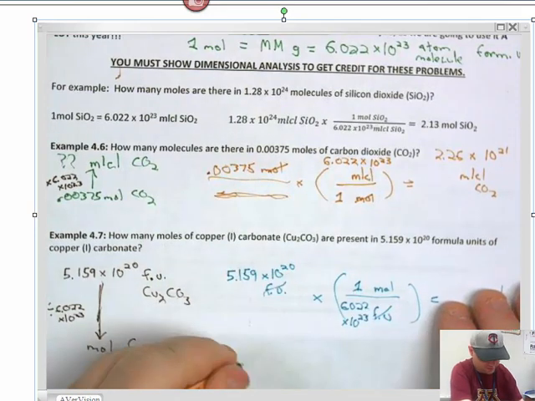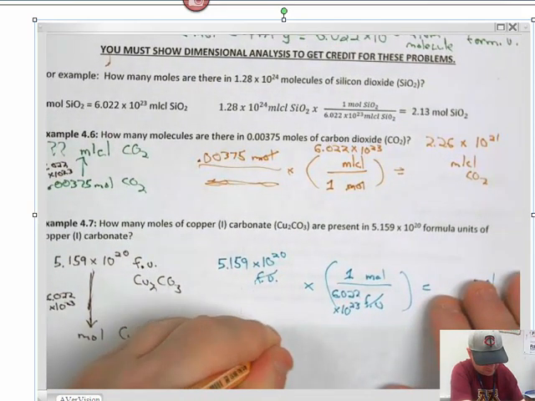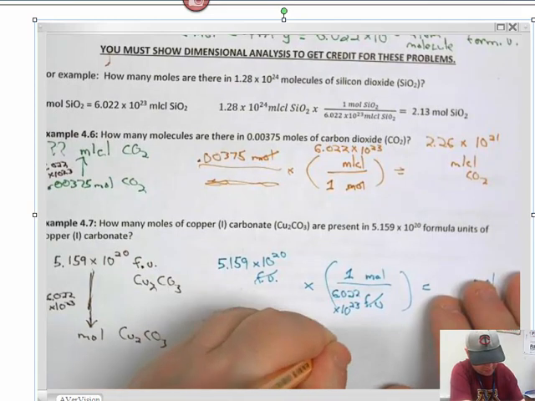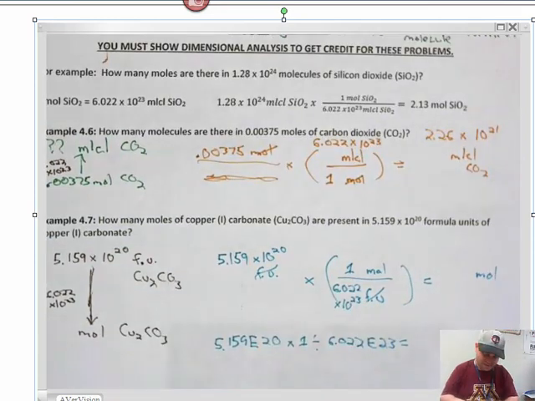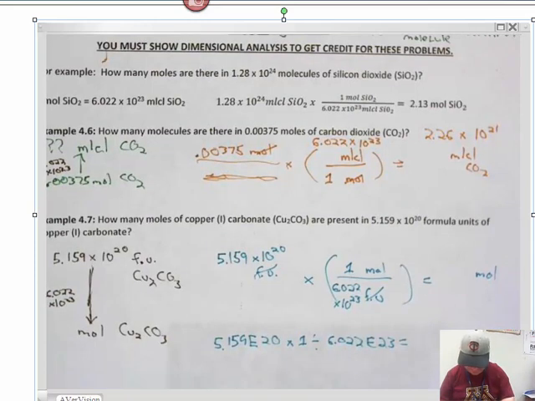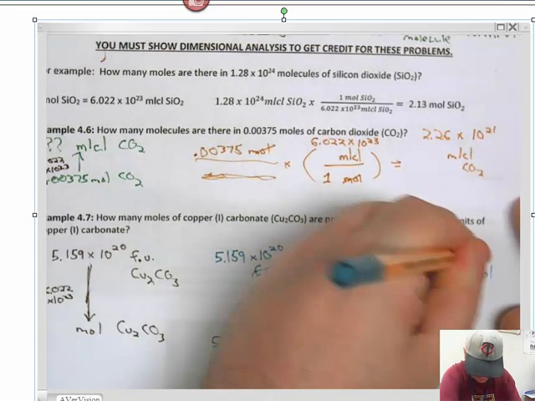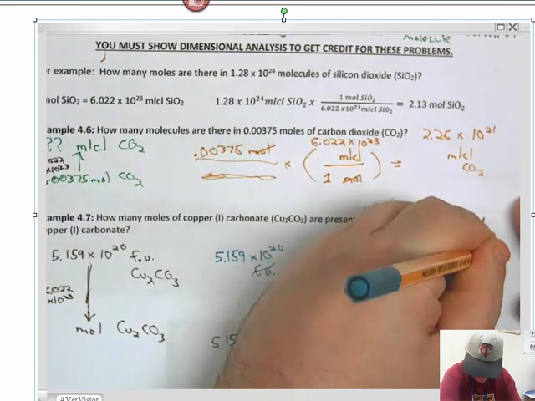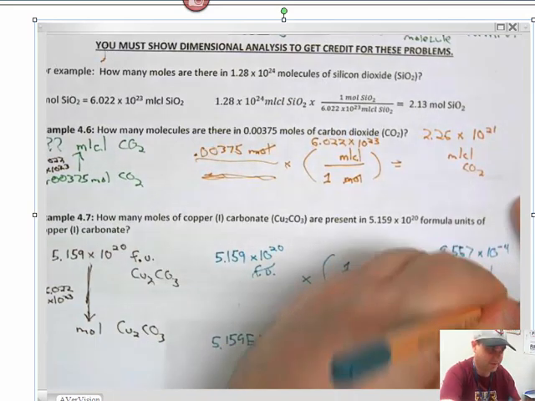Now remember, when you do this one on the calculator, you have to do 5.159 E20 times 1, which you can skip, divided by 6.022 E23. Or you won't get the right answer. You'll get an answer in like the 45th power, which is very wrong. I got 4 sig figs to start off with, so I need 4 sig figs over here. 8.567 times 10 to the negative 4 moles of copper carbonate.